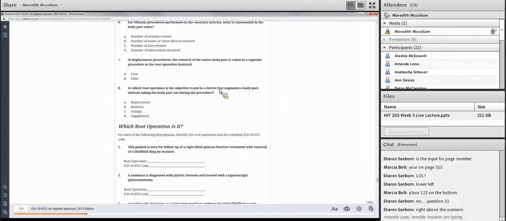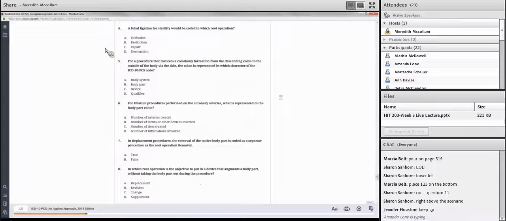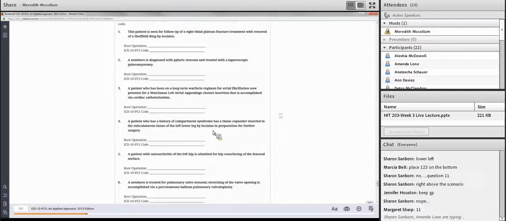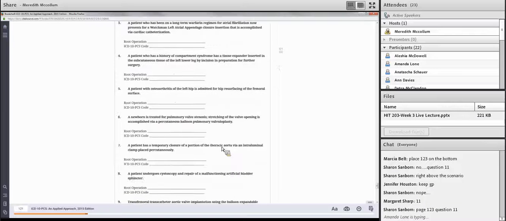Is there, oh, number 5. The colostomy? Question 11, okay.